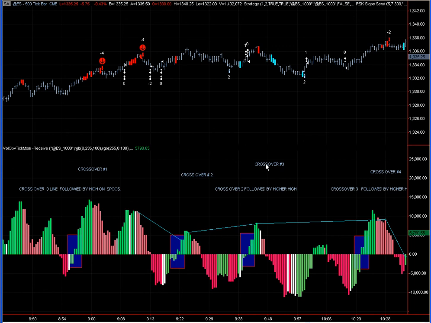Crossover number 2, we might say. Crossover 3 is now being compared to crossover 2. In this instance, we notice that the Spoos are higher and the volume is higher, so we do not have a divergence.